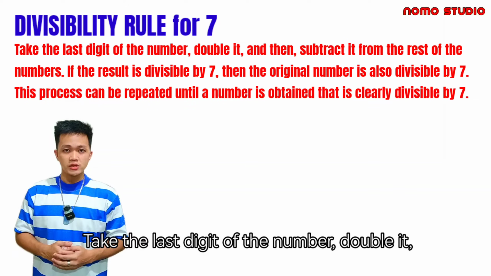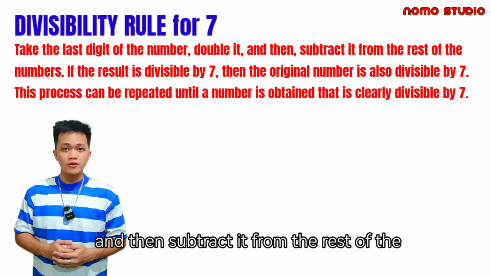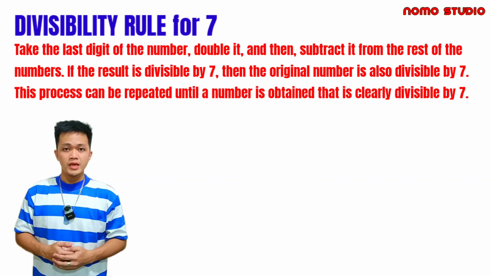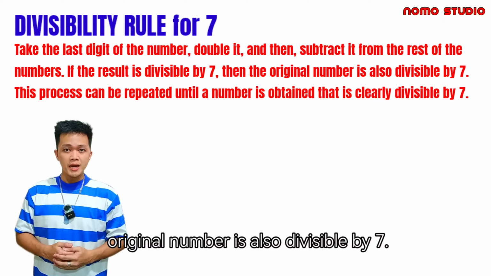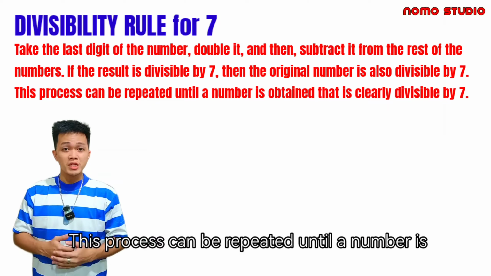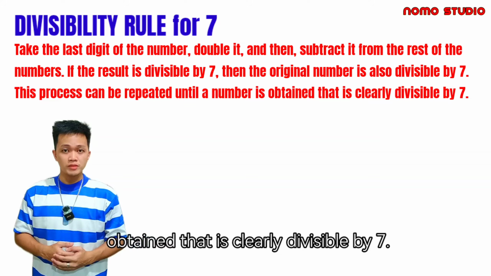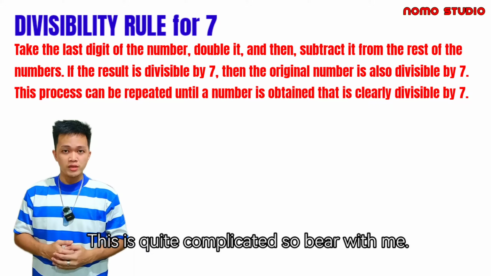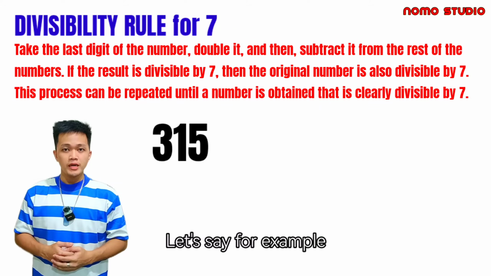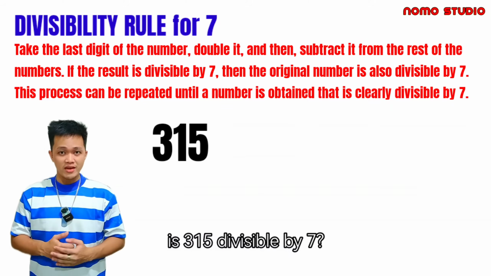Take the last digit of the number, double it, and then subtract it from the rest of the numbers. If the result is divisible by 7, then the original number is also divisible by 7. This process can be repeated until a number is obtained that is clearly divisible by 7. This is quite complicated, so bear with me. Let's say for example, is 315 divisible by 7?